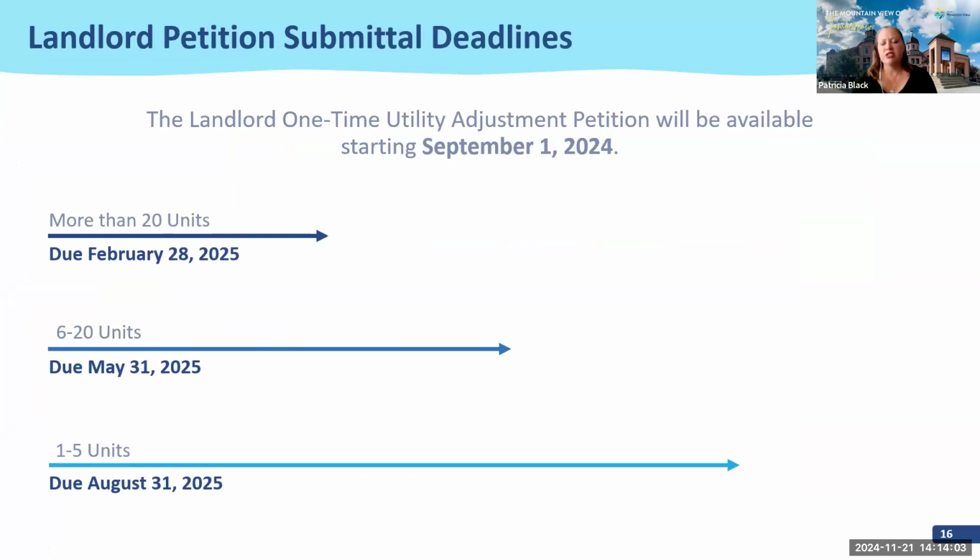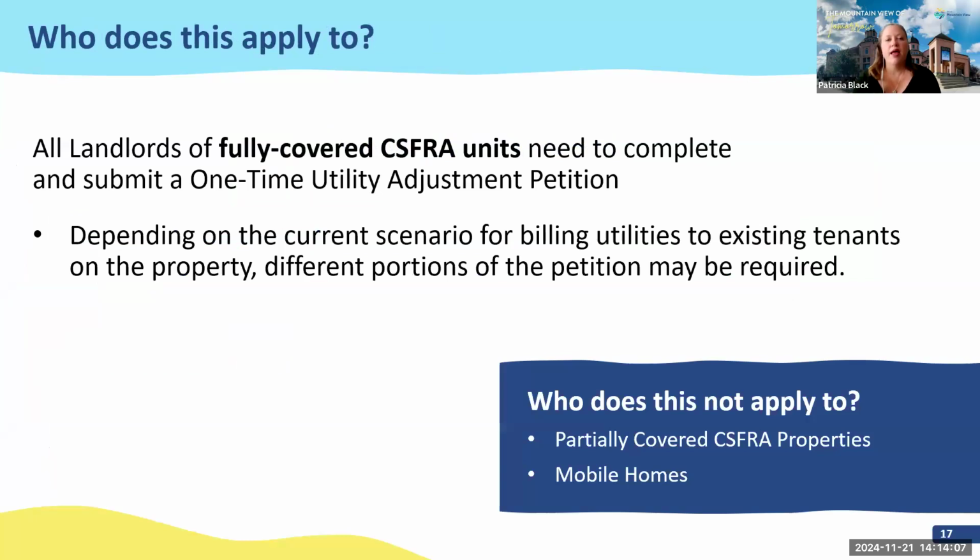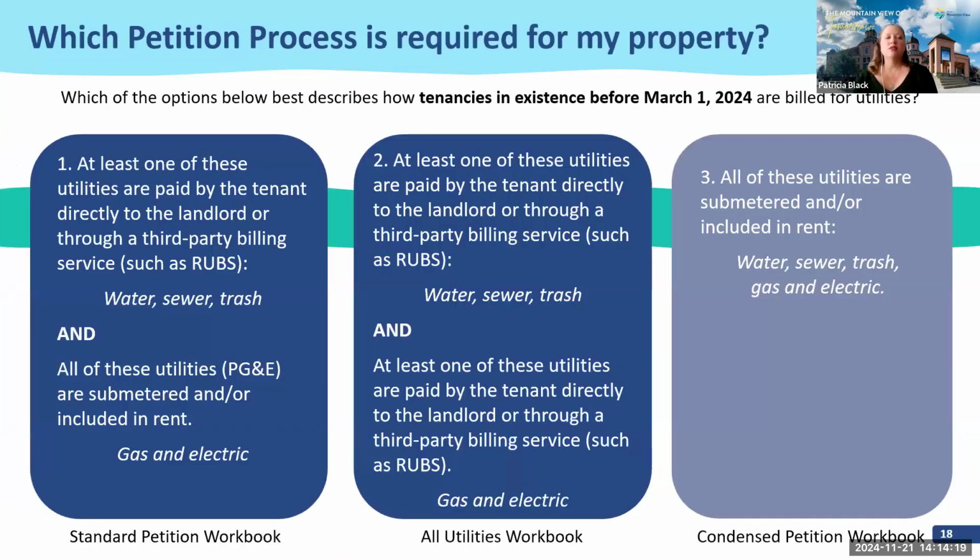And this is that information that I just shared in a little bit different of a visual. And again, this applies to all landlords of fully covered CSFRA units, even if you include utilities in rent at this time. So there are 3 different workbooks that you can choose from. We have 1 petition form and 3 workbooks. The form will help you figure out which workbook is applicable to you.